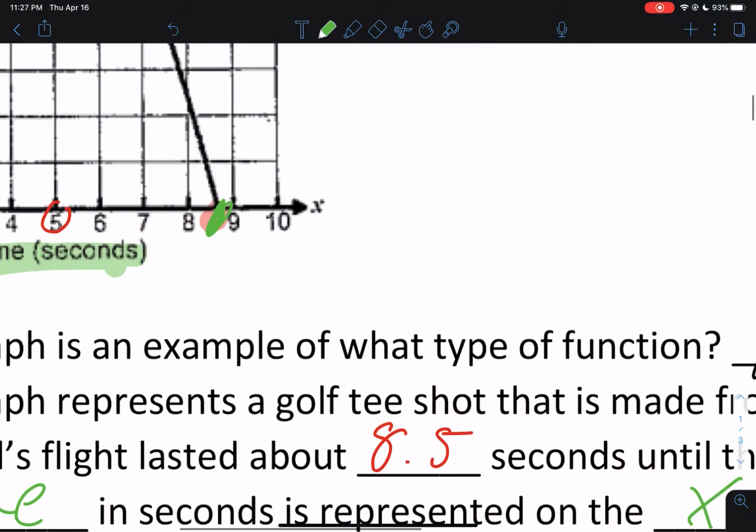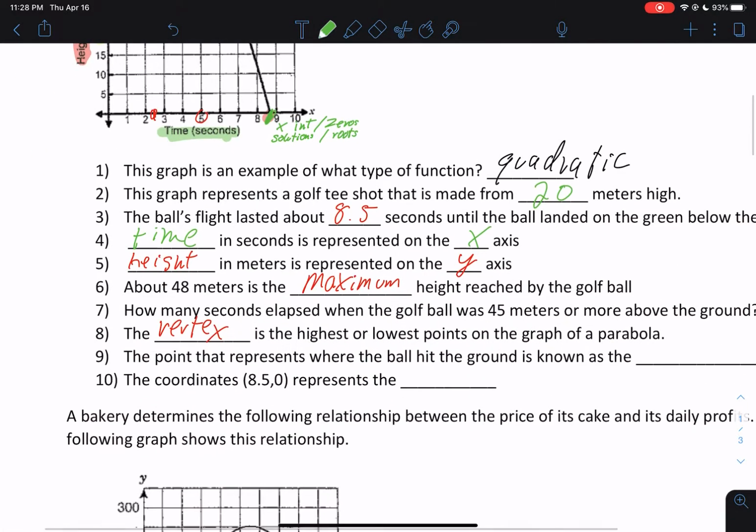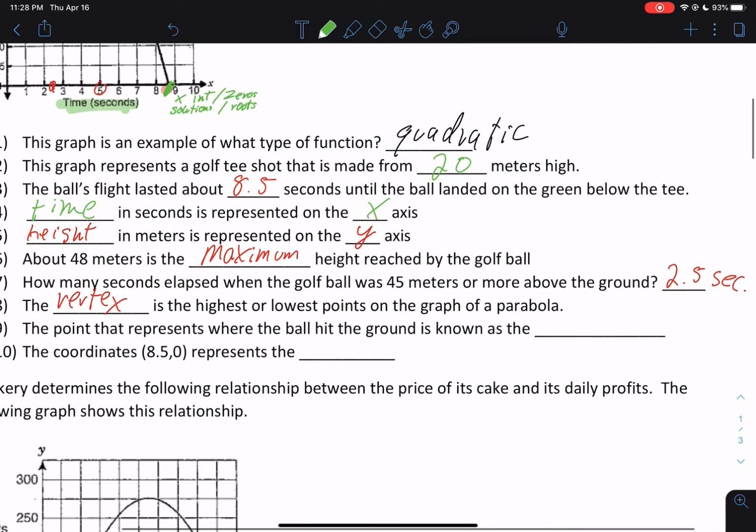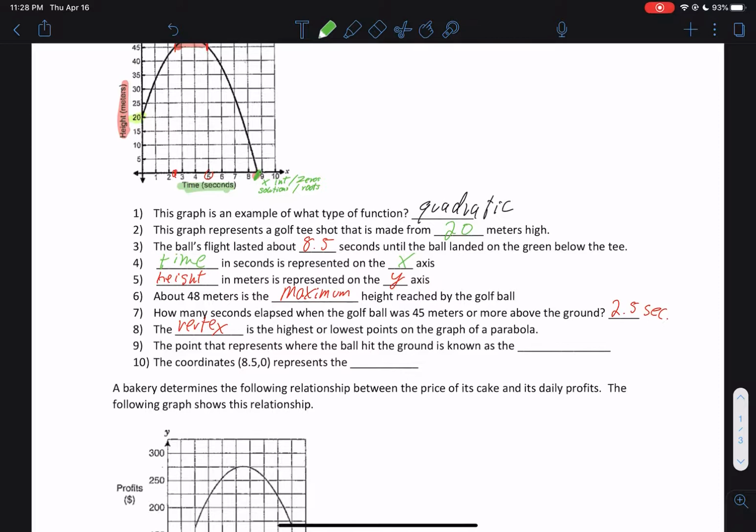And that point, we have a couple of names. We can call it the x-intercept. We can call it the zeros. We can call it the solutions. And we can call it the roots. That is that point. So the point that represents where the ball hits the ground is known as the x-intercept or zero.